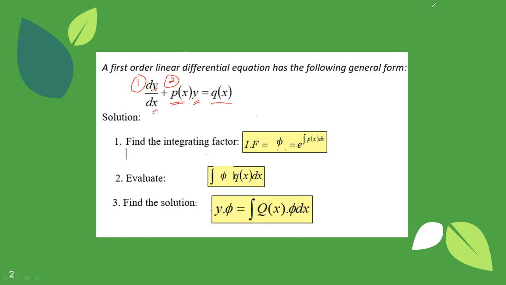Let me check. Somebody wrote on the chat box. Okay, so that's for the attendance.